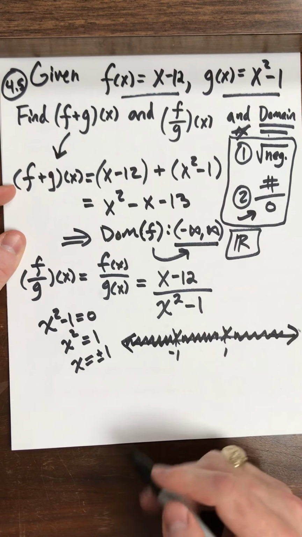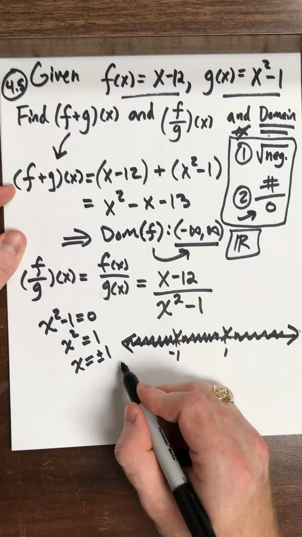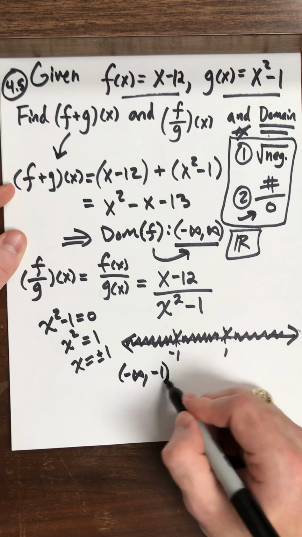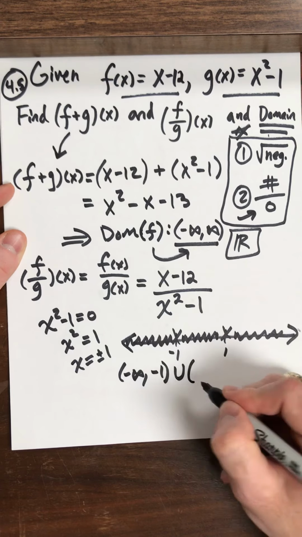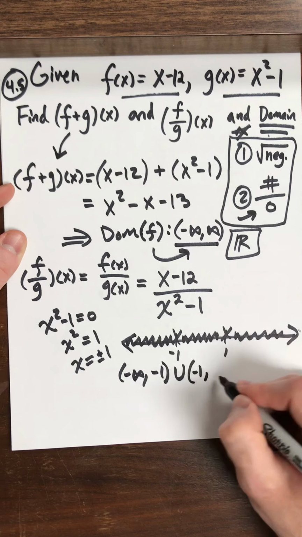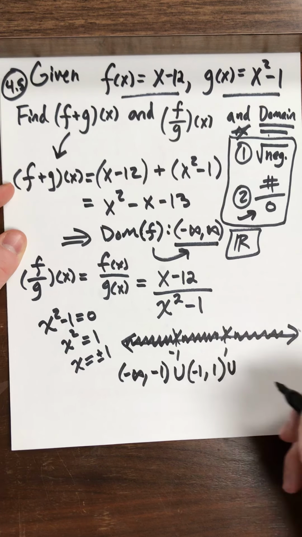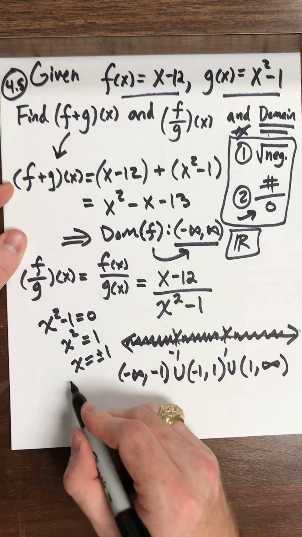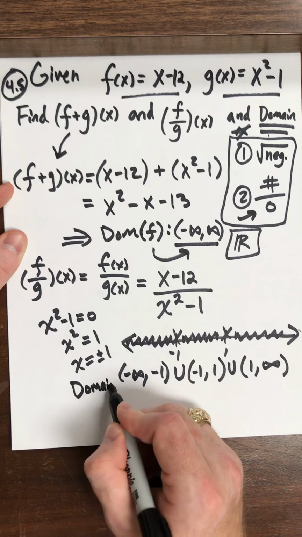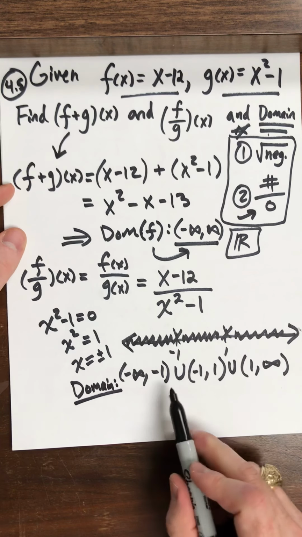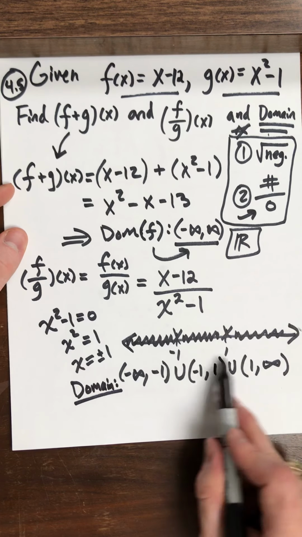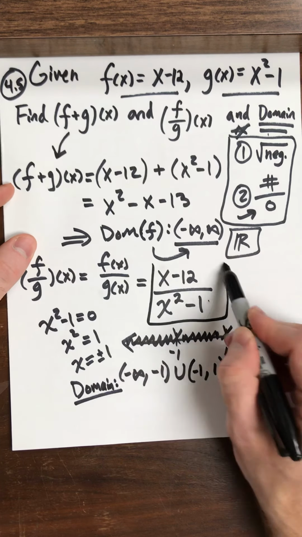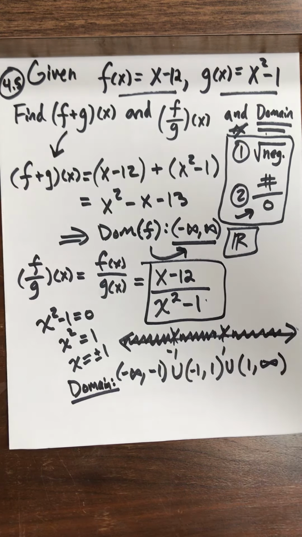So how do I write this in interval notation? I read from left to right. What's the most left? It's negative infinity. And I go up to negative 1, I skip it, union, and I go from negative 1 over to 1, and I skip 1, and I go from 1 to infinity. That's my domain, okay? As long as I don't use 1 or negative 1 here, then I'm not going to divide by 0. So this is my function right here. All right.